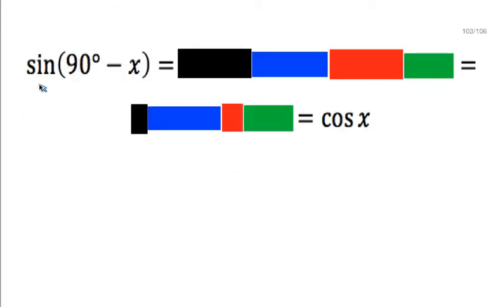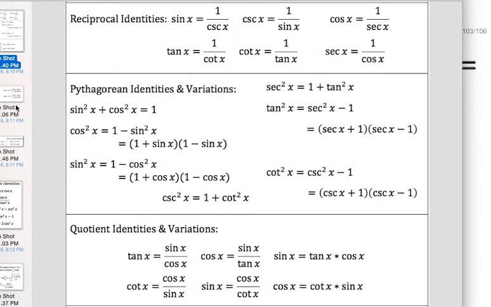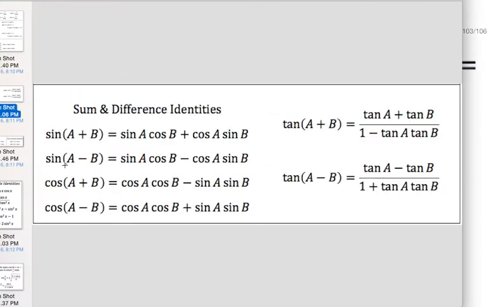Here's one, a sum and difference identity. We have sine of 90 degrees minus x. So we want to go ahead and expand that out. So look at your sum and difference identities. Let's see, where are they? Sum and difference. So it's sine of a minus b, which is going to be sine a times cosine b minus cosine a times sine b.